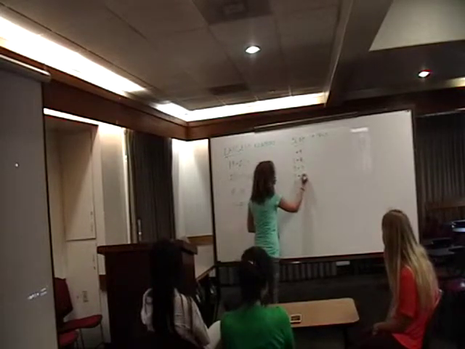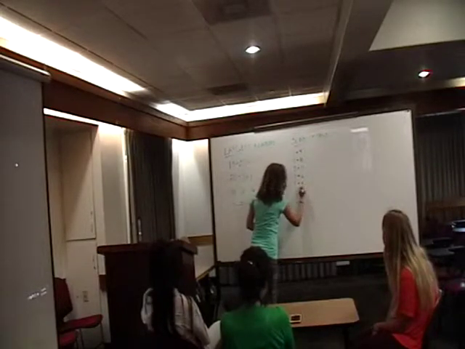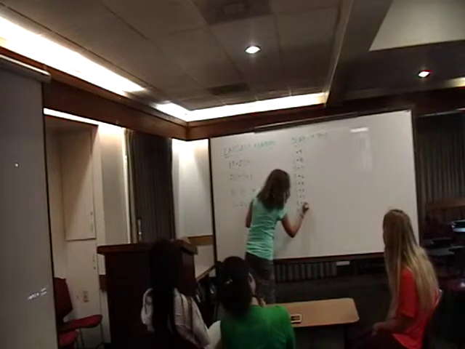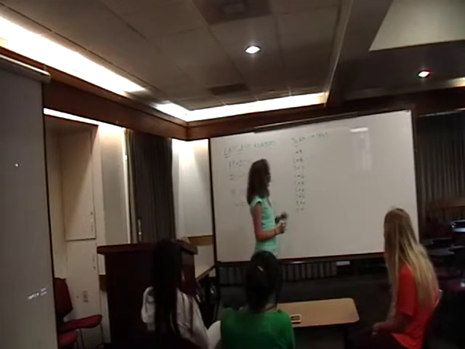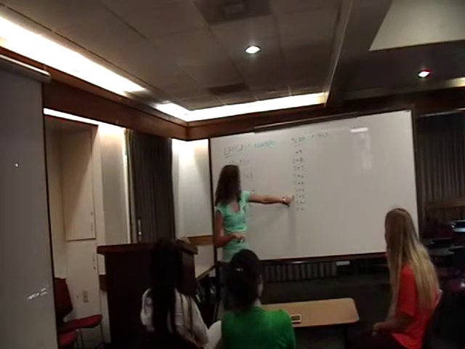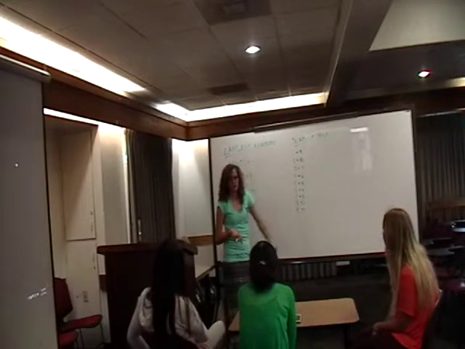So 4 would be 6. 5, 5. 6, 4. 3. 2. 1. Perfect. Alright, so these help you in adding because then when you get 7 and maybe you have a 4, you know it's over 10 because 7 and 3.